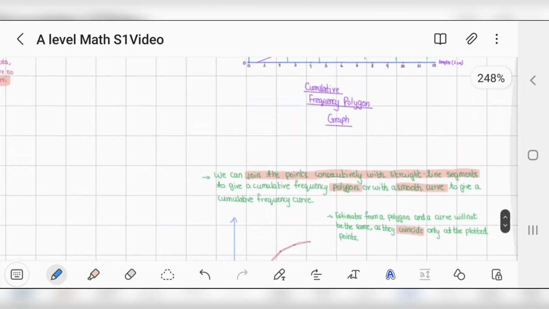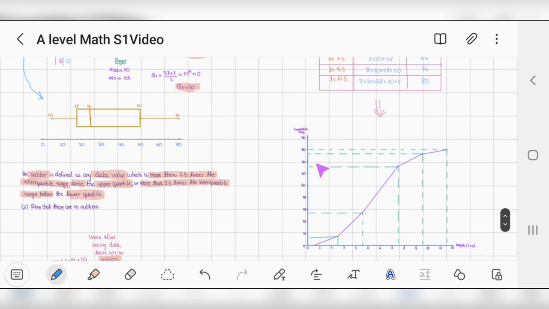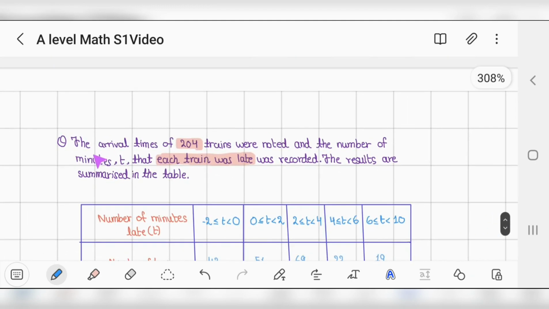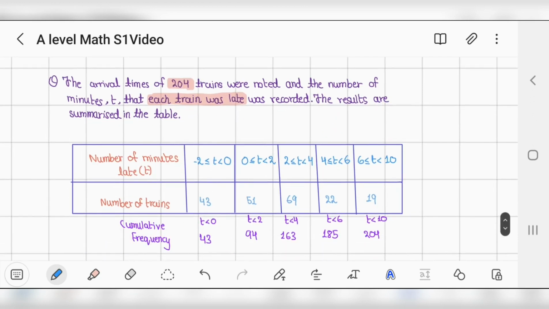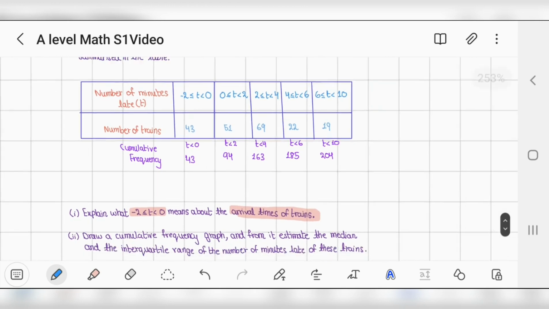So this is the example of a question where we have been asked to draw this kind of graph. Let's do this question. The arrival times of 204 trains were noted, and the number of minutes that each train was late was recorded. The result was summarized in the table. This is the table, so it's already been done. Now we need to find the cumulative frequency, and also we need to convert the intervals in this way in order to draw a graph.